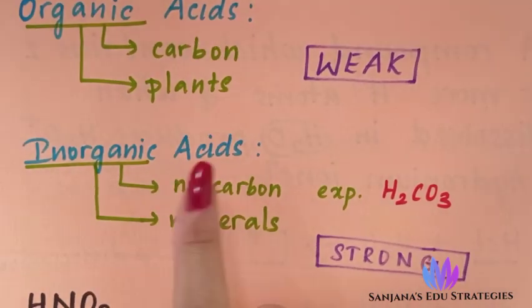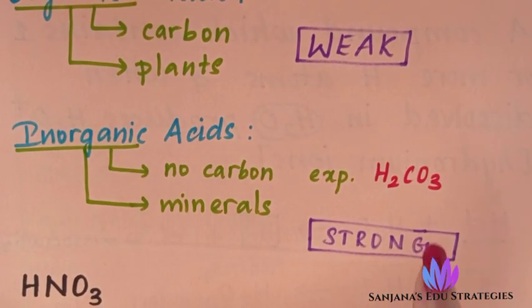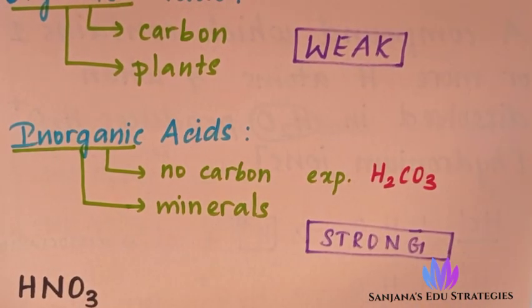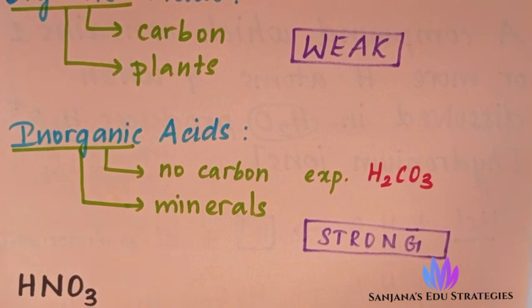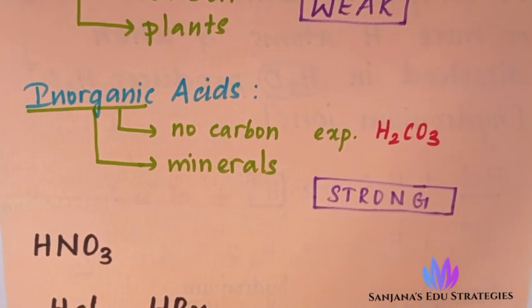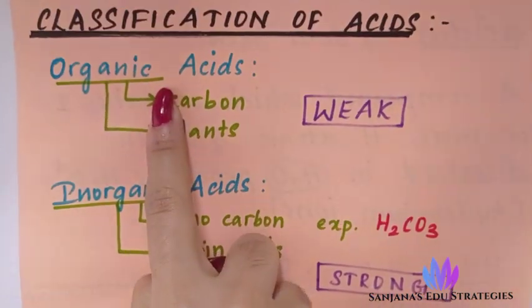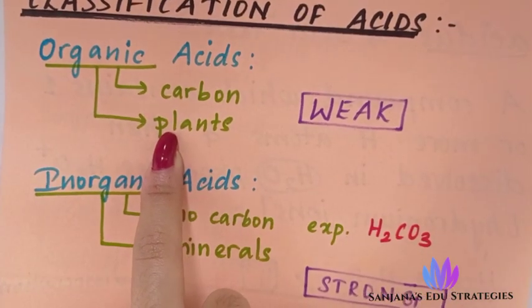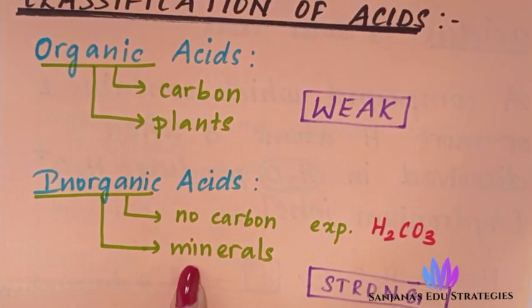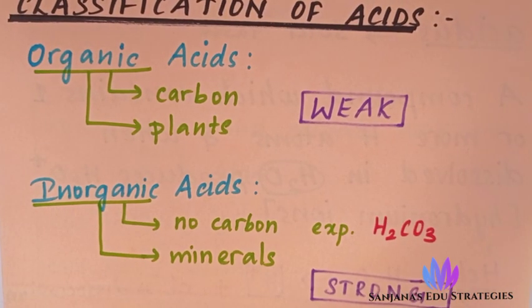Usually mineral acids are corrosive, they cause skin burns, everything, but this carbonic acid is non-corrosive, and it is also used in many soft drinks like Coca-Cola, etc. So it is used in daily beverages. Okay, so organic acids are present in plants. Inorganic acids are mainly present in minerals. Okay, that's it about organic and inorganic acid.